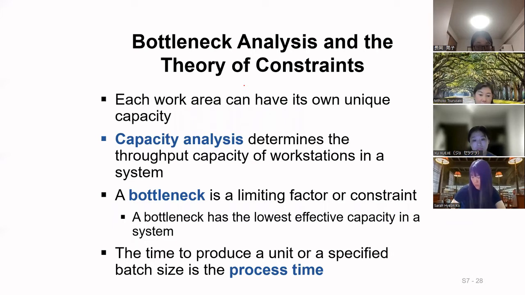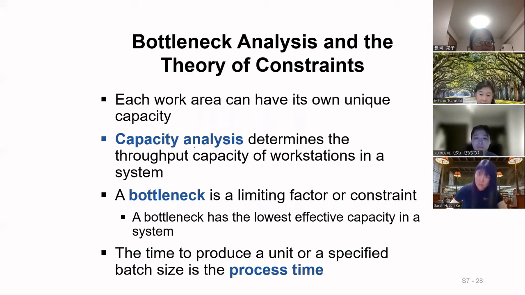So we move on to bottleneck analysis and the theory of constraints. This is now smaller, narrower, and very specific to, for example, one department or a few processes. Each work area will have its own unique capacity. That's obvious. Even universities have classrooms, and classrooms have capacity: how many to put in the class, how many lecturers. 10 classrooms, 20 lectures, how many people? It's also about how to make sure there is no bottleneck.